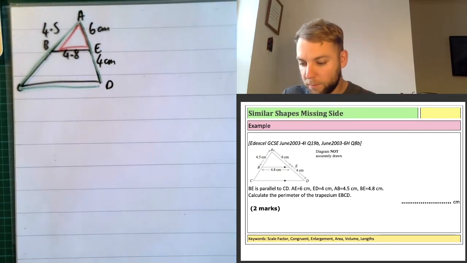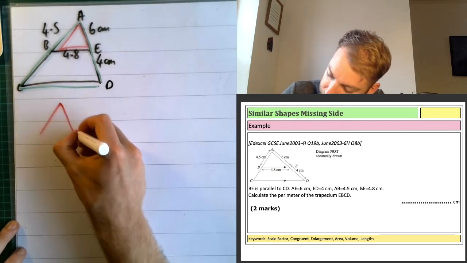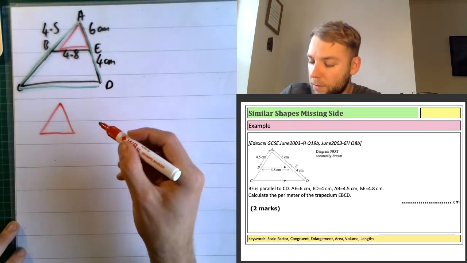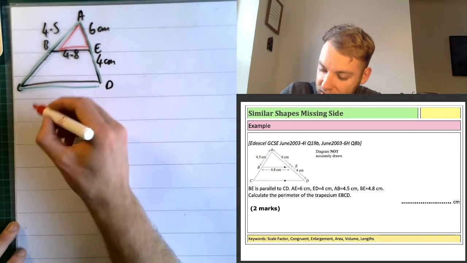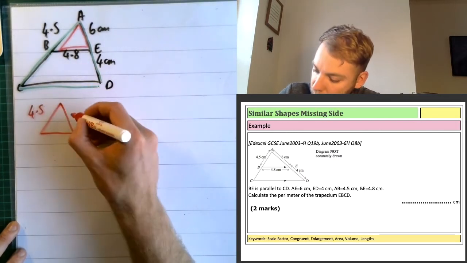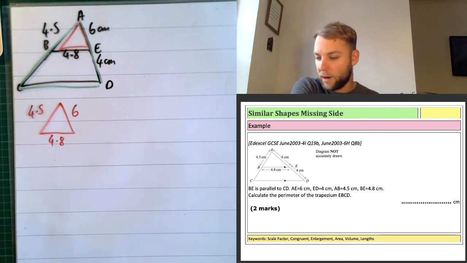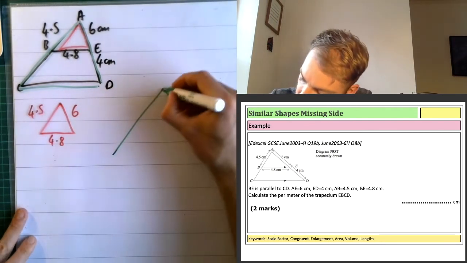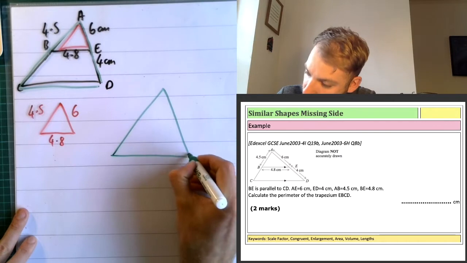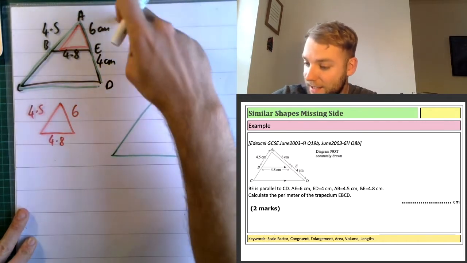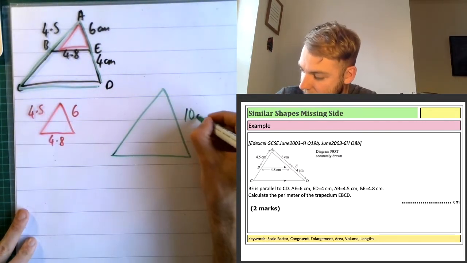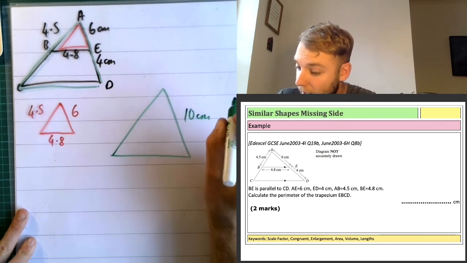So I've got the top triangle here, which I know quite a lot on, don't I? I know that the left-hand side is 4.5. I know the right-hand side is 6. I know the bottom is 4.8. Now the larger triangle is where I don't know things. So the larger triangle there, the right-hand side, the full length of that is this 6 and 4, which is going to be 10 centimetres. And that's all I actually know, isn't it?